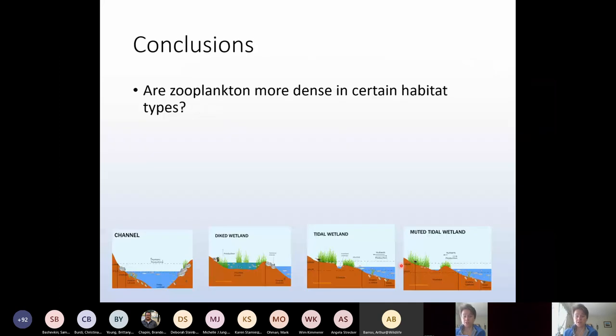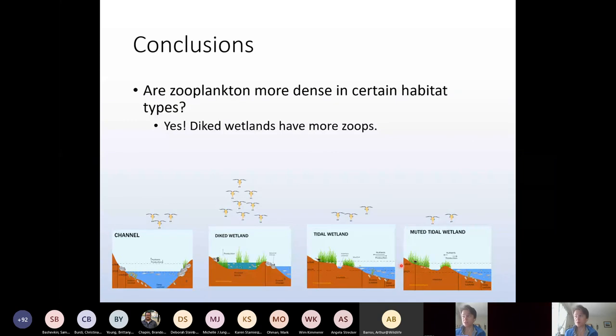So, to sum up, are zooplankton more dense in certain habitat types? Well, yeah, we found that diked wetlands tend to have more zooplankton. However, remember that they also have less water. So the total amount of zooplankton might be about the same. And fish can't access that production. It was also extremely variable, so hard to make real clear conclusions.